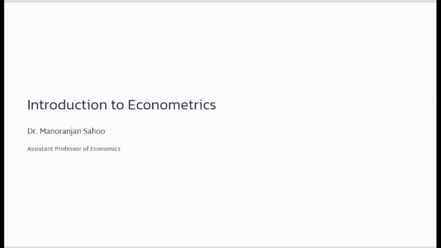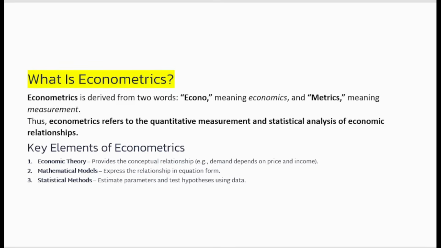In this video, we will discuss the basic econometrics. First, we will understand the meaning of econometrics. Actually, econometrics is two words. One is econo, meaning economics, and metrics, meaning measurement. So econometrics refers to the quantitative measurement and statistical analysis of economic relationship.